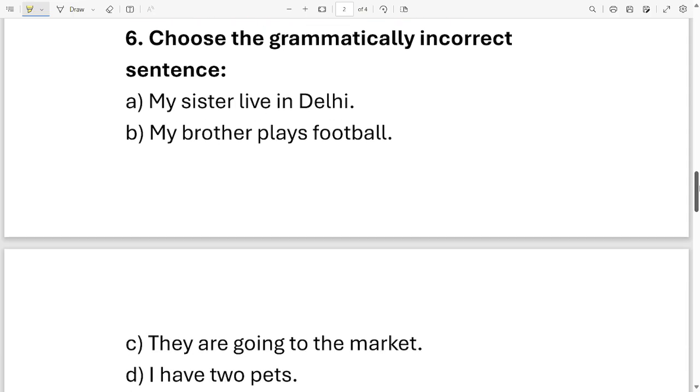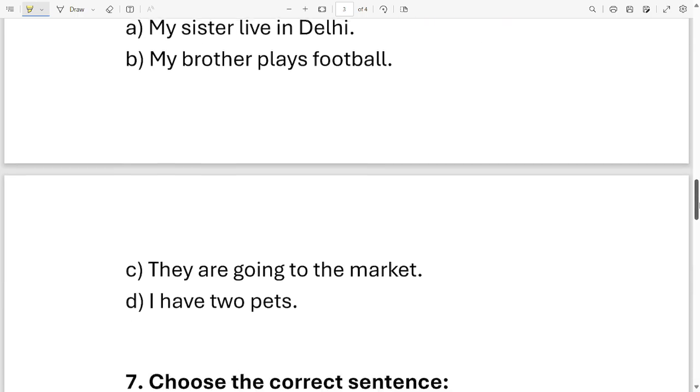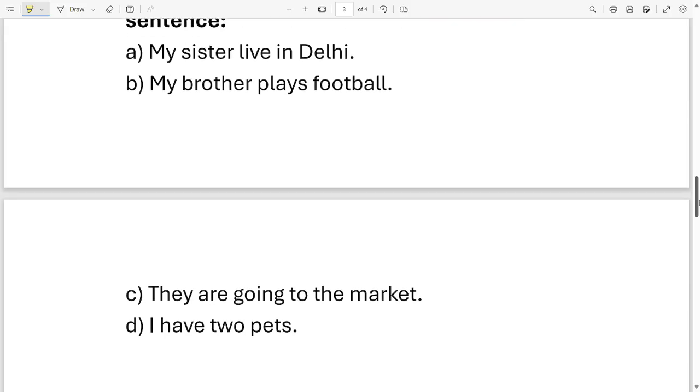Next question, question number 6. Choose the grammatically incorrect sentence. Here it is incorrect sentence. You have to choose the incorrect sentence. Options are: my sister live in Delhi. My brother plays football. They are going to the market. I have two pets. Now these are the four sentences in the form of four options. Which one is the incorrect sentence out of these four sentences?